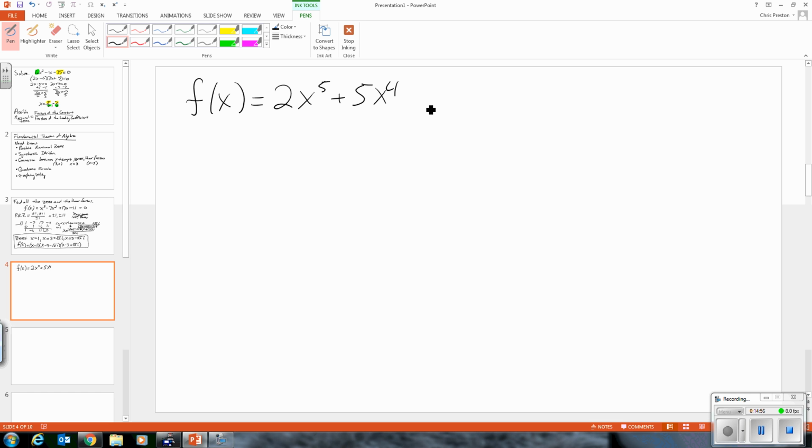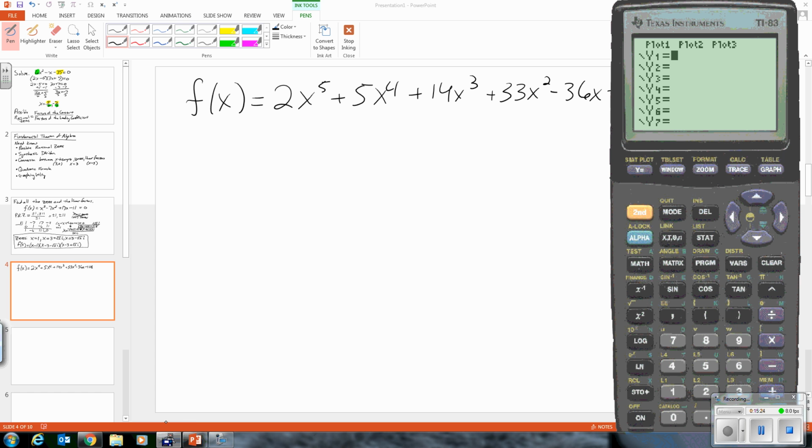5x to the fourth plus 14x to the third plus 33x squared minus 36x minus 108. And so I want to find out from there. And I could make a list of possible rational zeros, but I'm just going to go straight to the graphing calculator and use that and start typing this in.